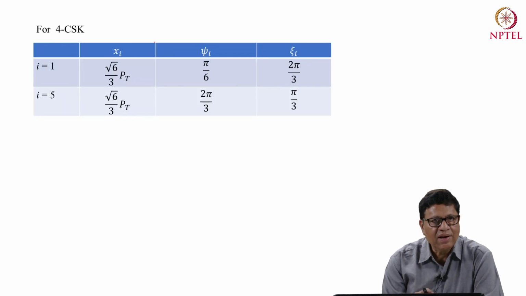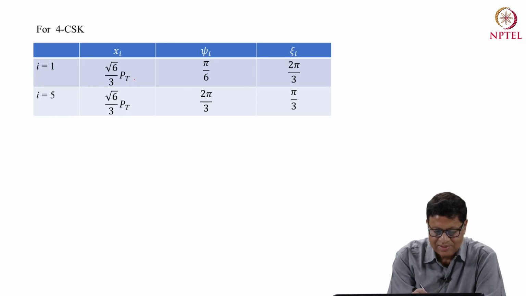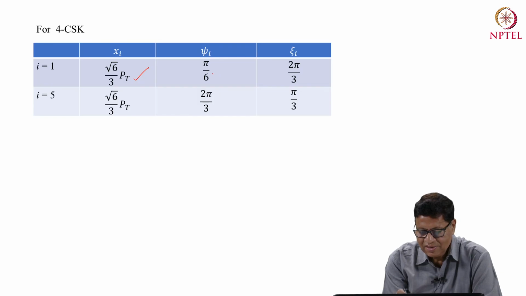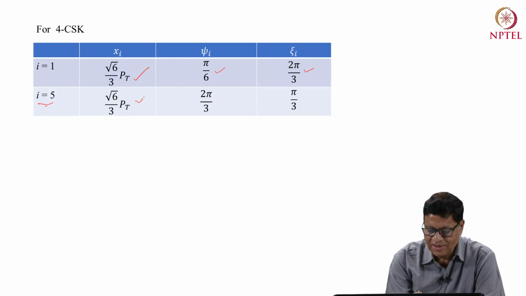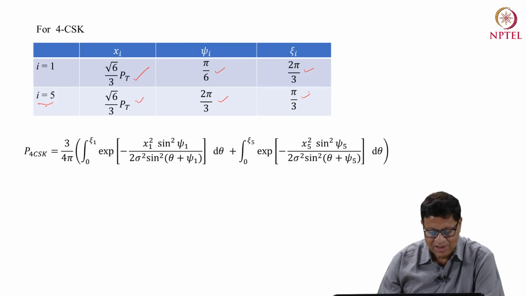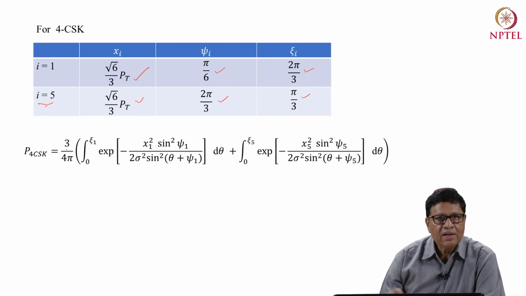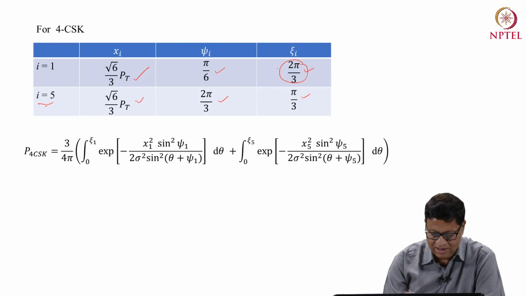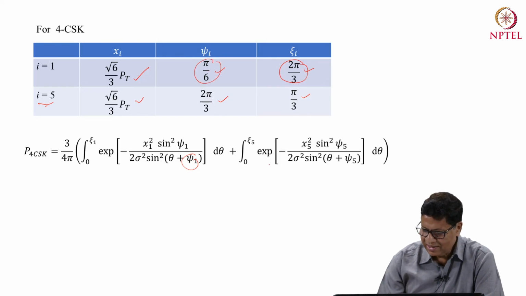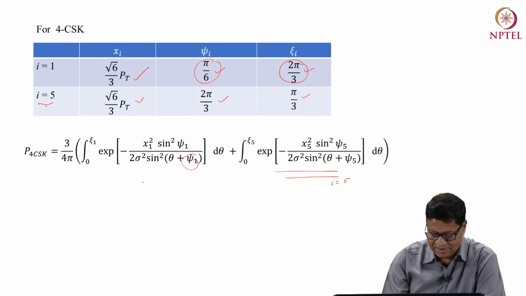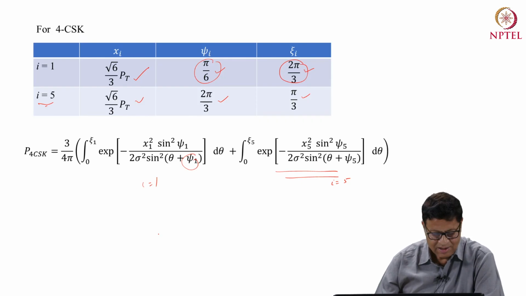Now, for 4 CSK, these are the values of xi's and psi's. So, I is equal to 1, this is P1, we will calculate. Xi is given as root 6 by 3 Pt, psi is pi by 6, xi is 2 pi by 3. Similarly, for calculating P5, for I is equal to 5, these are the values of xi and psi. So, putting these values in that expression, we get the probability for 4 CSK, which is given by 0 to psi 1, corresponding to 2 pi by 3, and this xi 1 is corresponding to pi by 6, and similarly for I is equal to 5. So, this is the 4 PSK probability of error.